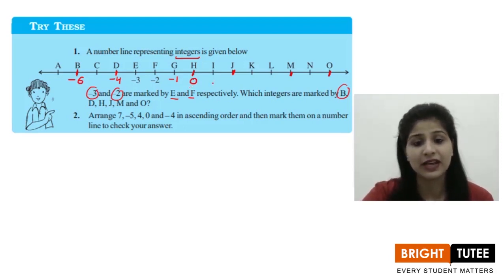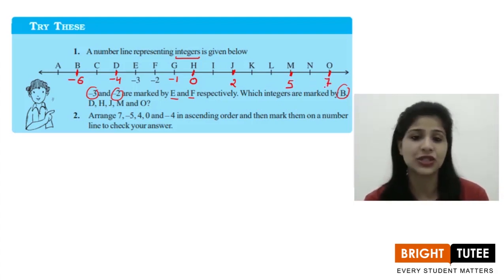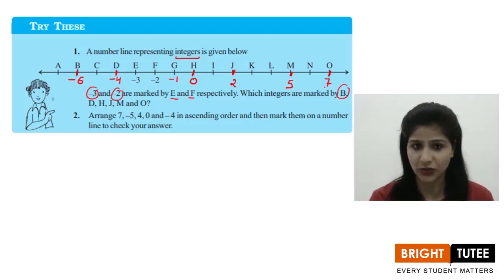Then I will be 1. J will be 2. K will be 3. L will be 4. M will be 5. Then N is 6 and O is 7. That's it you need to do. This much is to be done in this question.